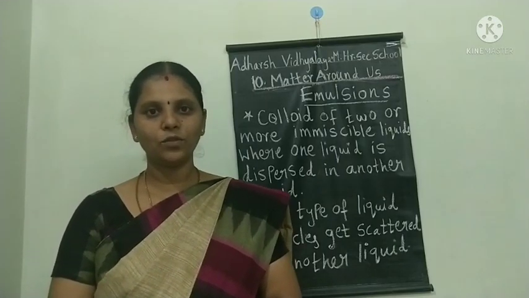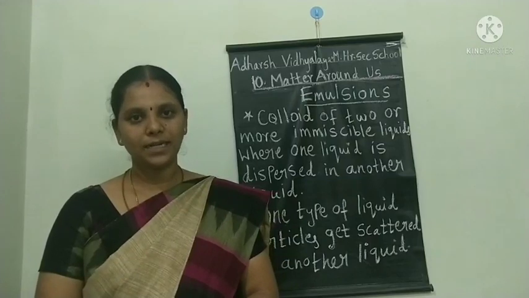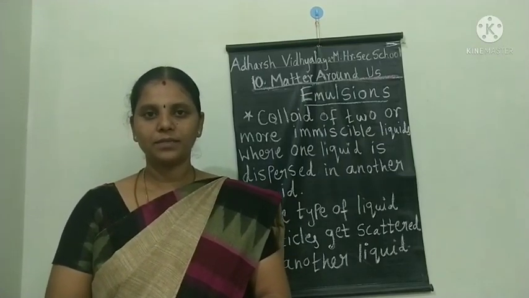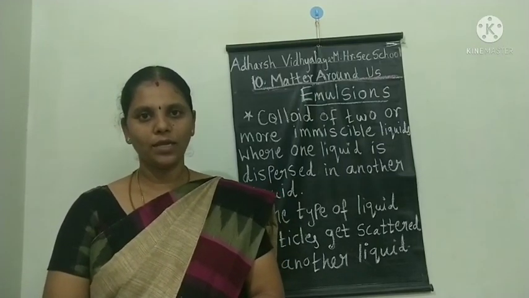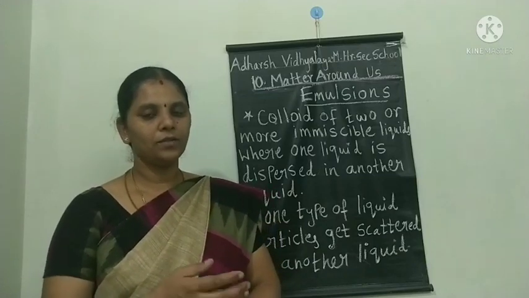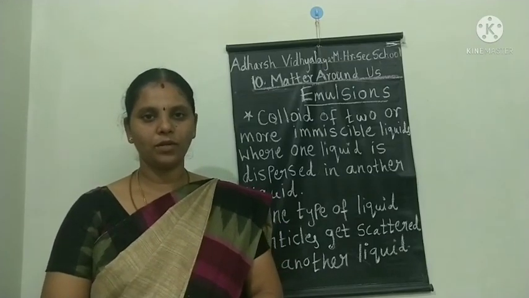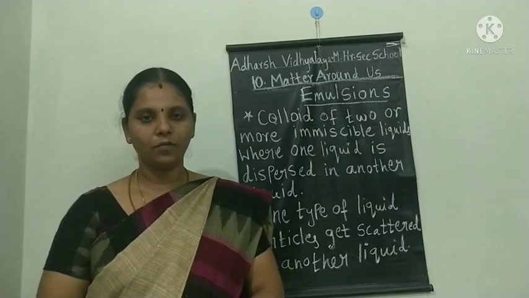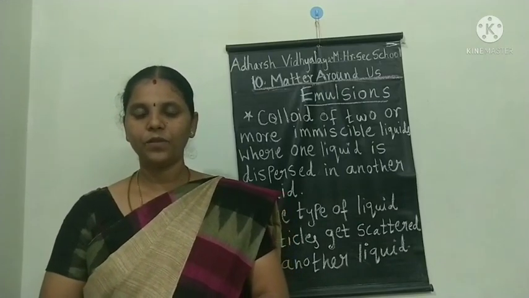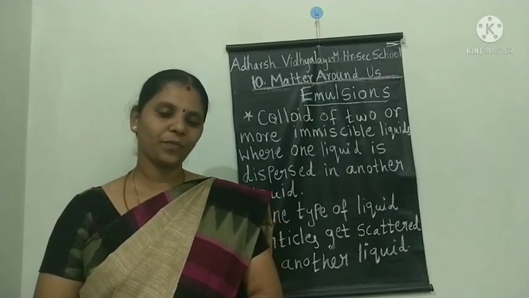Next one is a heterogeneous mixture. Hetero means different. The best example for a heterogeneous mixture is oil in water. When oil is in water, the oil forms one layer and water forms another layer. So that is called a heterogeneous mixture.